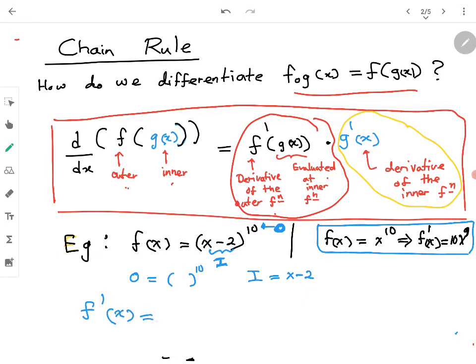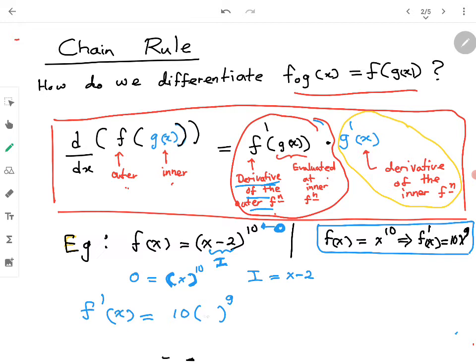Then the derivative using the chain rule. So the first part is what? The first part is the derivative of the outer function. So the derivative of the outer function is just a power. Think of what's inside as x. So then x to the 10th, when you differentiate, it's 10 times x to the 9th.